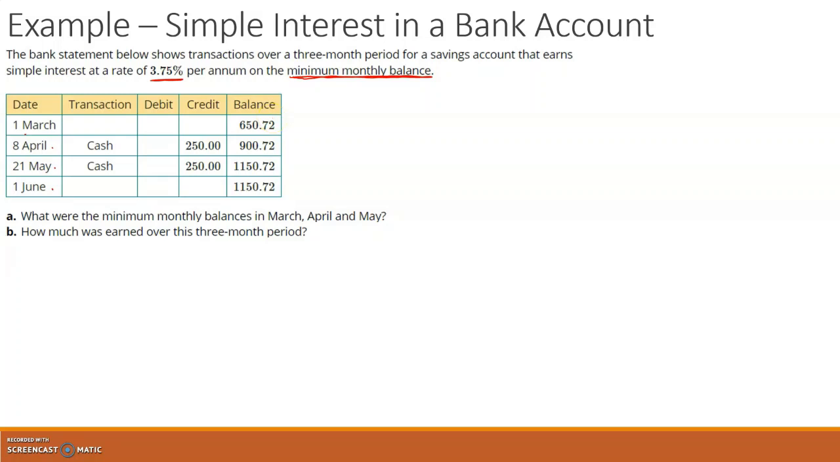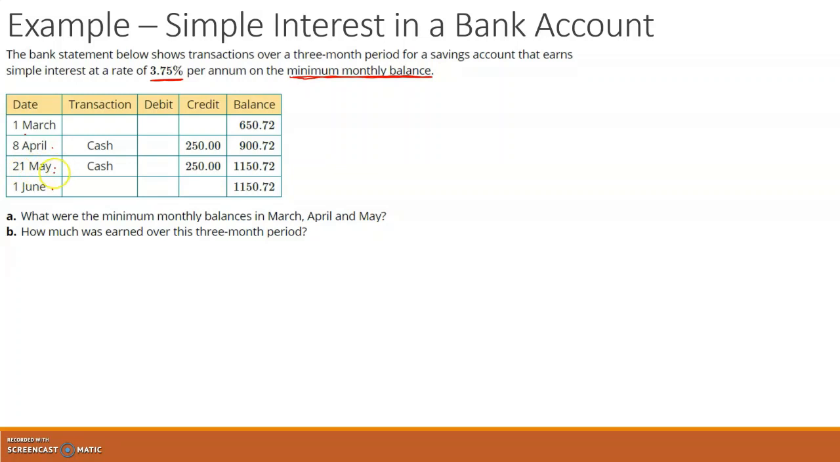Now in April, there's a cash transaction here, and $250 was credited to the account. So what that means is on the 8th of April, somebody deposited $250 of cash into the account, therefore taking it up to $900.72. That's all the information we've got for April. But what that means is before the 8th of April, that transaction hadn't yet occurred. So the minimum monthly account balance for April is still $650.72 because on the 7th of April, for example, this transaction had not yet occurred.